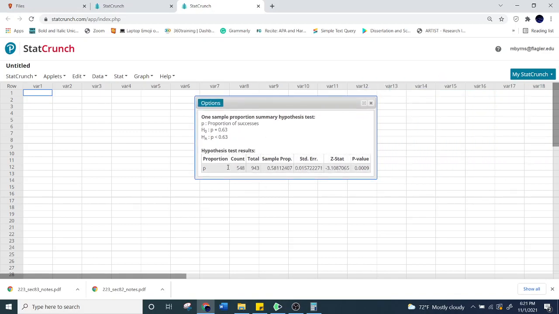So there's my hypotheses. My sample proportion is 58%. My standard error I calculated earlier by hand, but there it is again, 0.0157. Same thing with my z-score. And again, you notice the rounding really makes a difference.